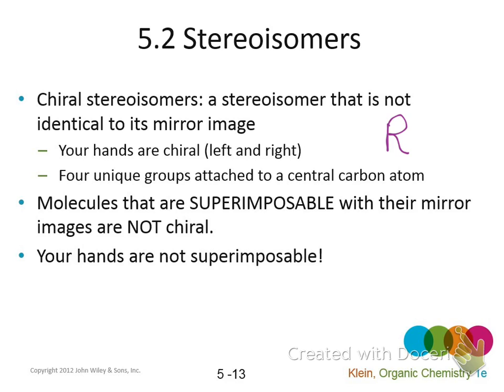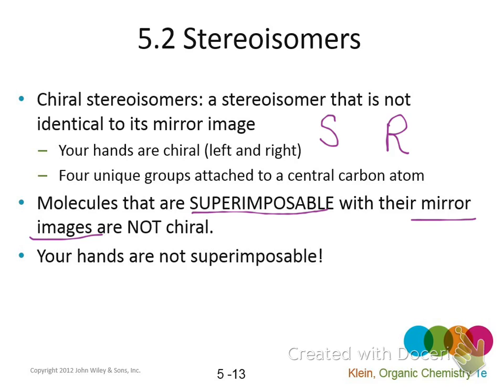But, yeah, so R and S. S is left, R is right, okay? So I'm going to teach you how you identify left and right in a little bit. But chiral stereoisomers, we say, are non-superimposable with their mirror images. Molecules that are superimposable with their mirror images are not chiral. Okay, so chiral means non-superimposable mirror images. If it's superimposable with its mirror image, it's not chiral.